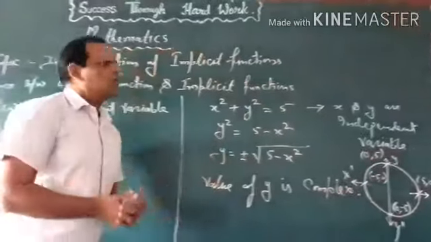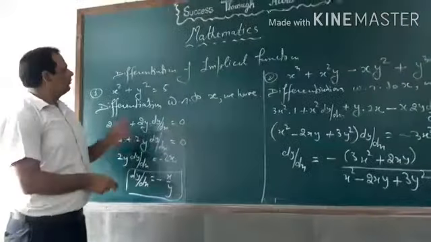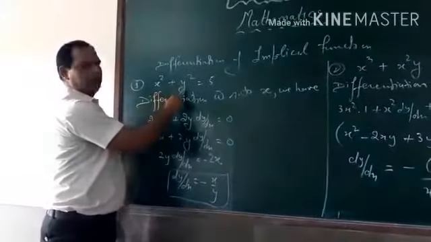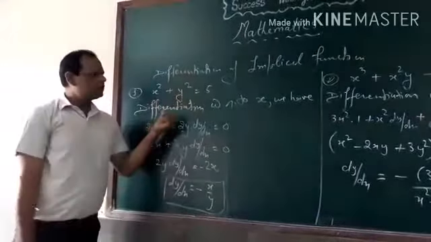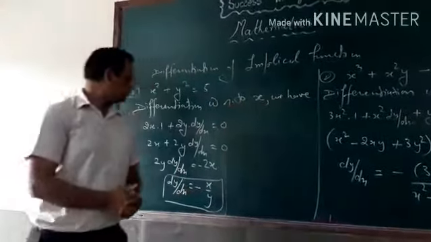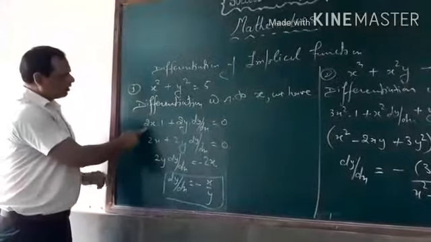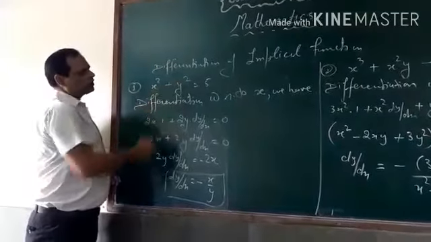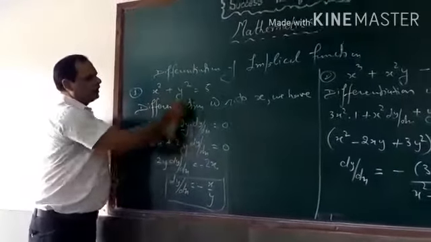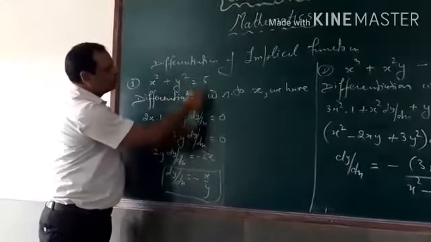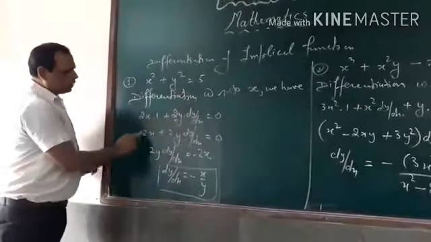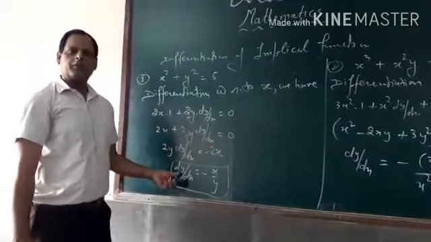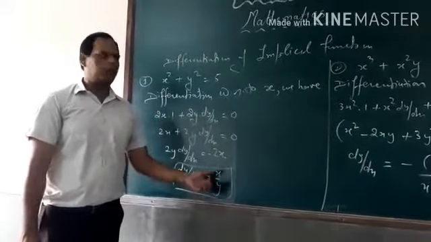Now see some other examples of differentiation. Students, we will take examples here. Example number 1, x square plus y square equal to 5. Differentiation with respect to x we have: differentiation of x square is 2x, differentiation of y square is 2y, differentiation of y is dy upon dx, differentiation of 5 is 0. So 2x plus 2y dy upon dx equal to 0. Now we calculate the value of dy upon dx, that is equal to minus x upon y.